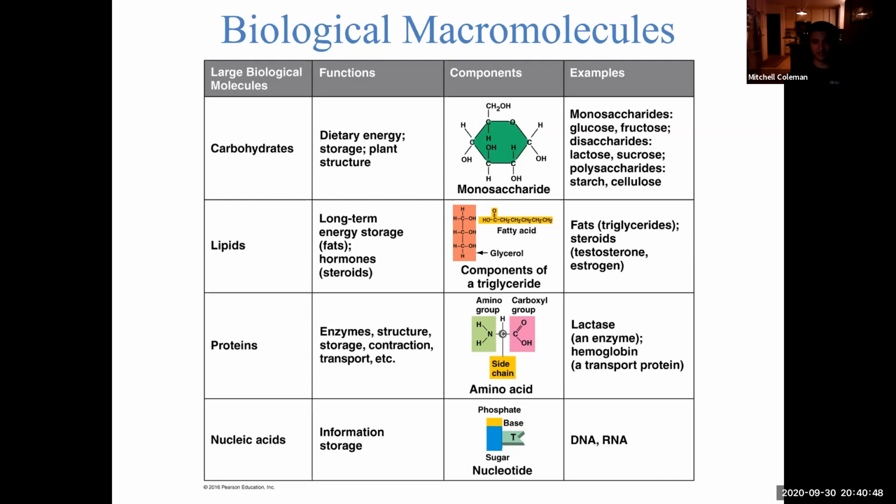I would like you to be broadly familiar with the base components as well as the functions for each of these 4 categories, because it is essential that we understand these things as we begin to build cells and talk about how they function.